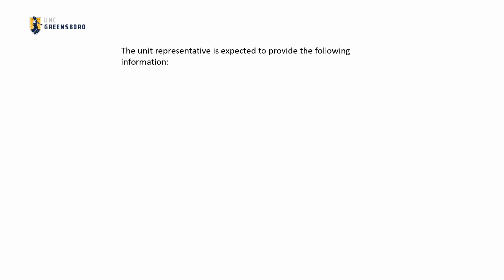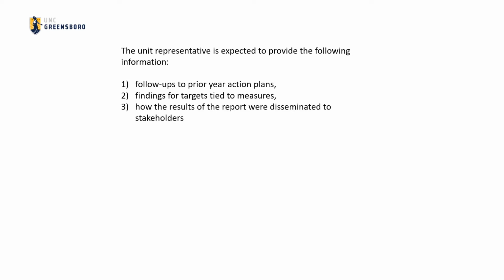The department's representative is expected to provide the following information onto the template. Follow-ups to prior year action plans, findings for targets tied to the measures for institutional effectiveness objectives, how the results of the report were disseminated to stakeholders, new action plans for the upcoming academic year.